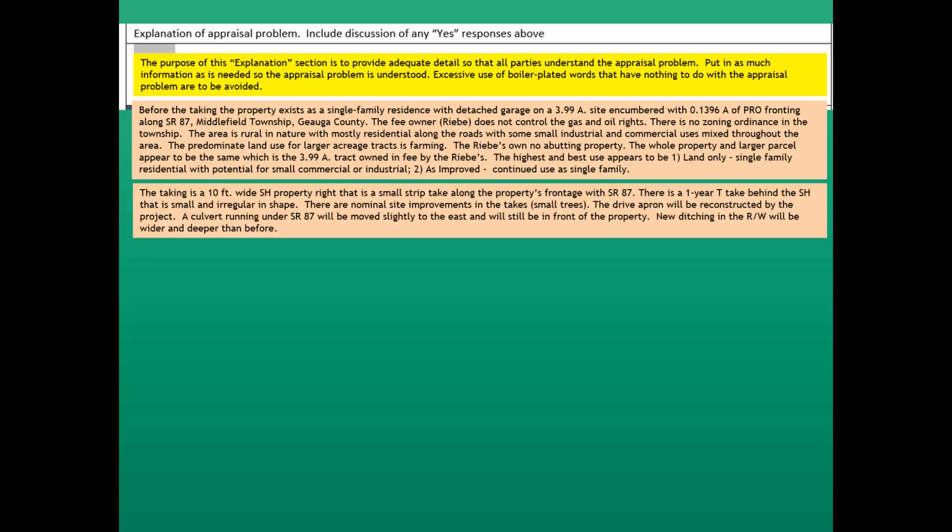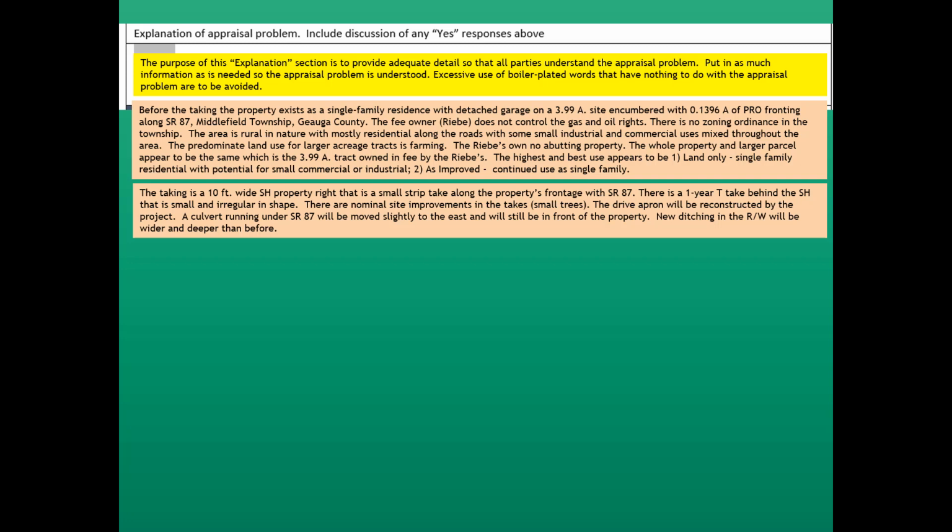The Rybys own no abutting property. The whole property and larger parcel appear to be the same, which is a 3.99 acre tract owned in fee by the Rybys. Highest and best use appears to be 1. Land only, single family, residential with potential for small commercial and industrial, and 2, as improved, continued use as single family residential. The taking is a 10-foot wide SH property right. That's a small strip take along the property's frontage with State Route 87. There's a 1-year T take behind the SH that is small and irregular in shape.